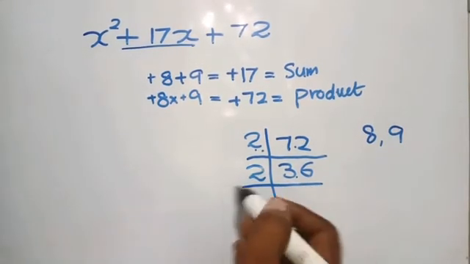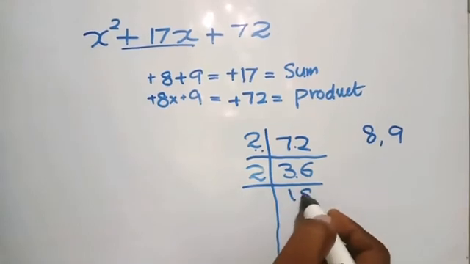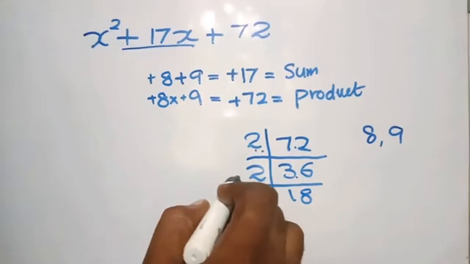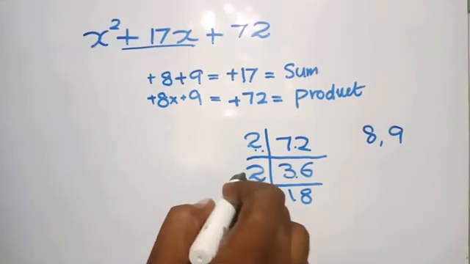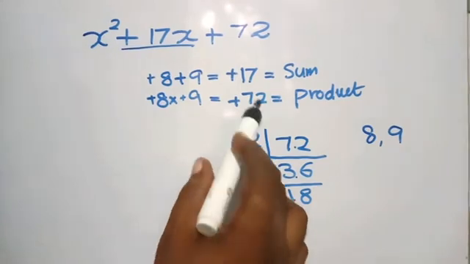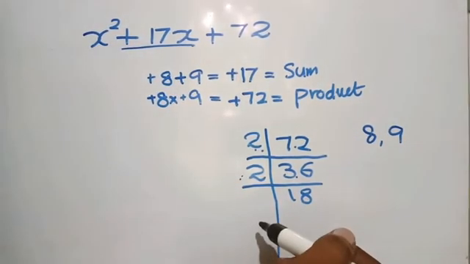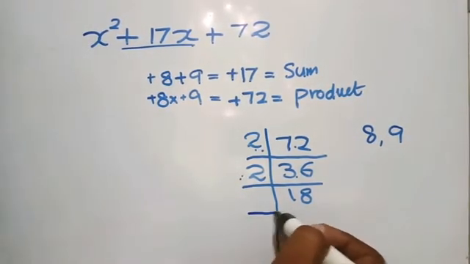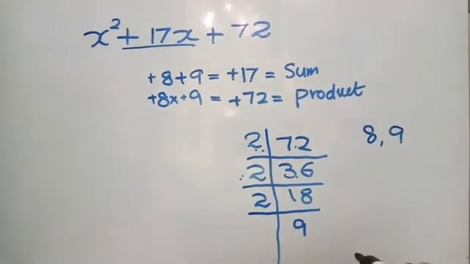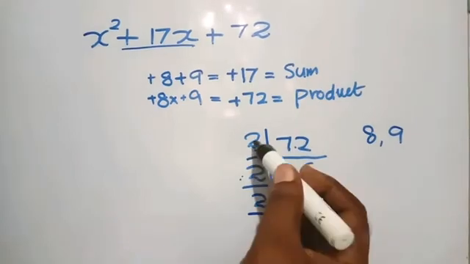I divide one more time. If you add these, 2 plus 2 is 4, and 18 plus 4 is 22, not 17. But we are coming close to the answer. I can divide one more time. You have to multiply it, okay? Not addition, multiply.